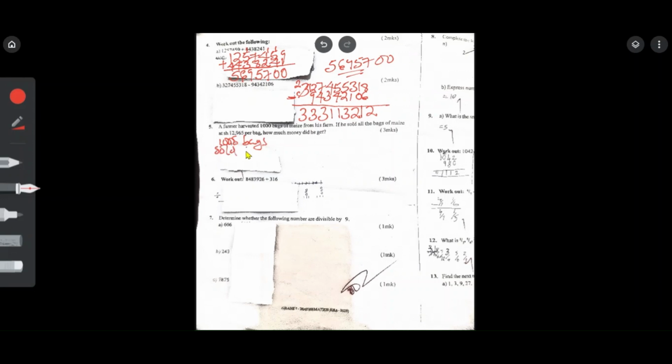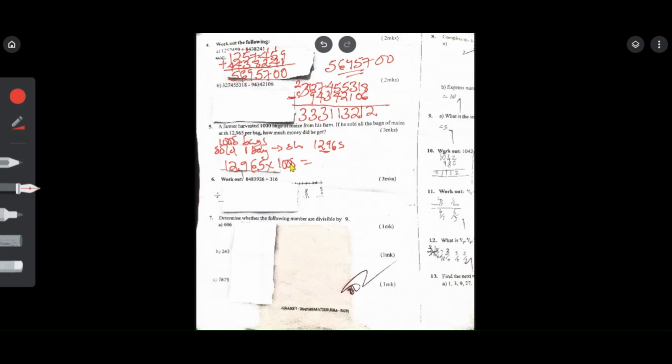Then he sold each bag. So one bag selling at shillings 12,965. So what is the total amount of money? So one bag is going for this amount. He sold this at one bag at shillings 12,965. What about 1,000 bags? So if one bag is this amount, what about 1,000? I am supposed to multiply here. So I will take 12,965. I am multiplying by 1,000.